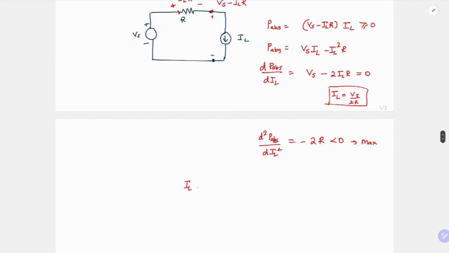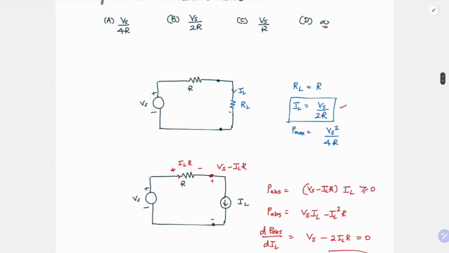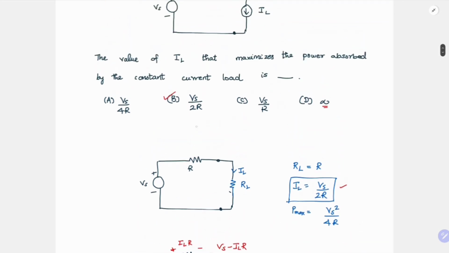So our value of IL is Vs by 2R. So whatever guess we made, Vs by 2R is actually the correct answer. From this what we can infer is that irrespective of the load being resistive or a current source, the value of current for maximum power transfer is going to be the same, which is Vs by 2R.